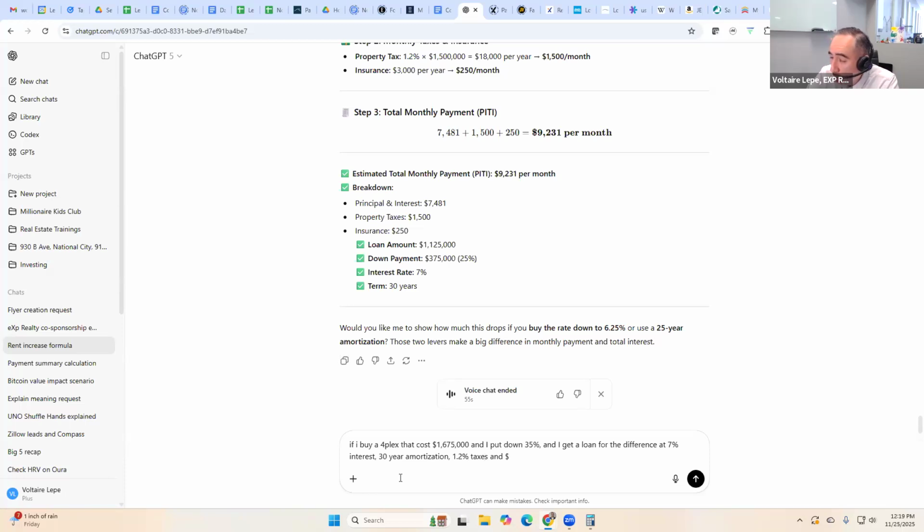And in this case, I'm doing about 750 per unit for insurance right now. So that's about $3,000 a year in insurance. How much is my monthly payment?